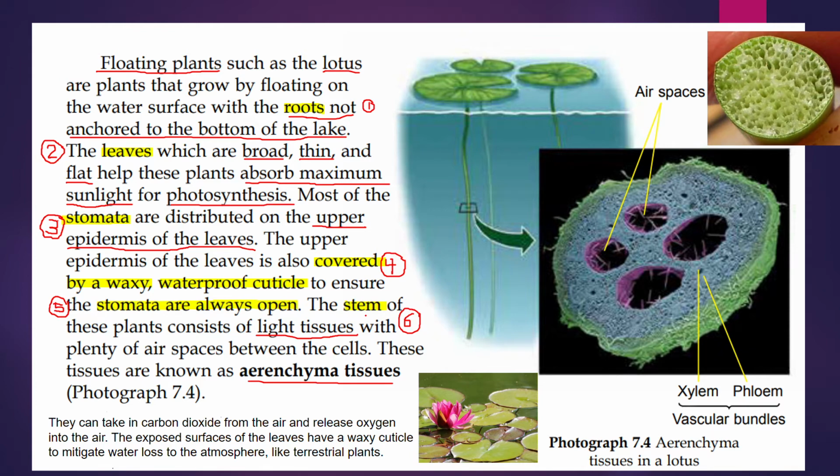Okay, now the stem. The stem of the plants consists of light tissues. Tisu-tisu yang ringan. Kenapa ringan? Sebab ada banyak air spaces in between the cells. And there is a term that you need to put in when you describe about the adaptive features, is this parenchyma tissue. Parenchyma tissue, air, udara, air. Okay, jadi boleh lihat gambar di sini banyak rongga-rongga ataupun pundi-pundi udara.